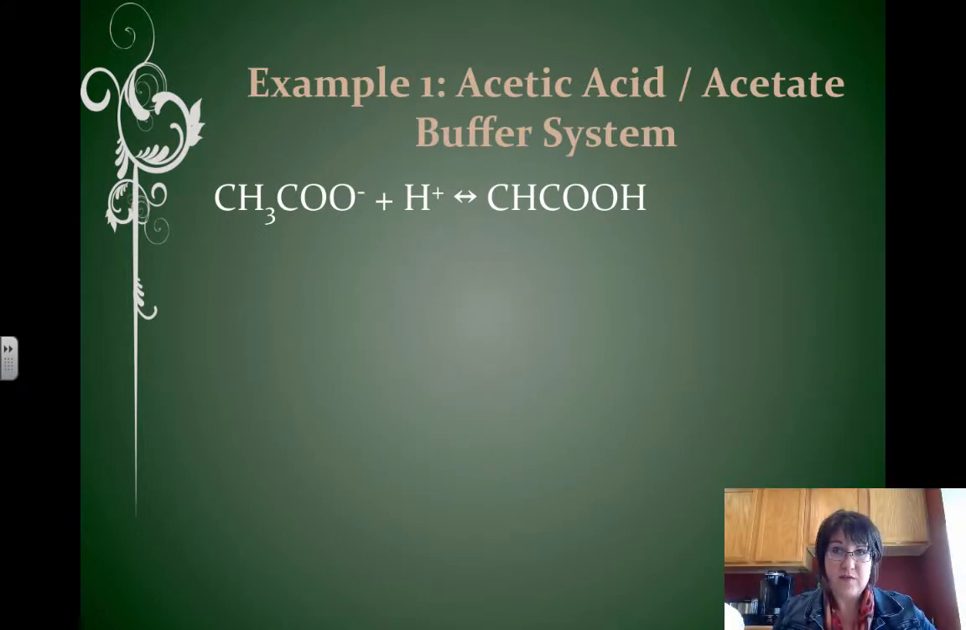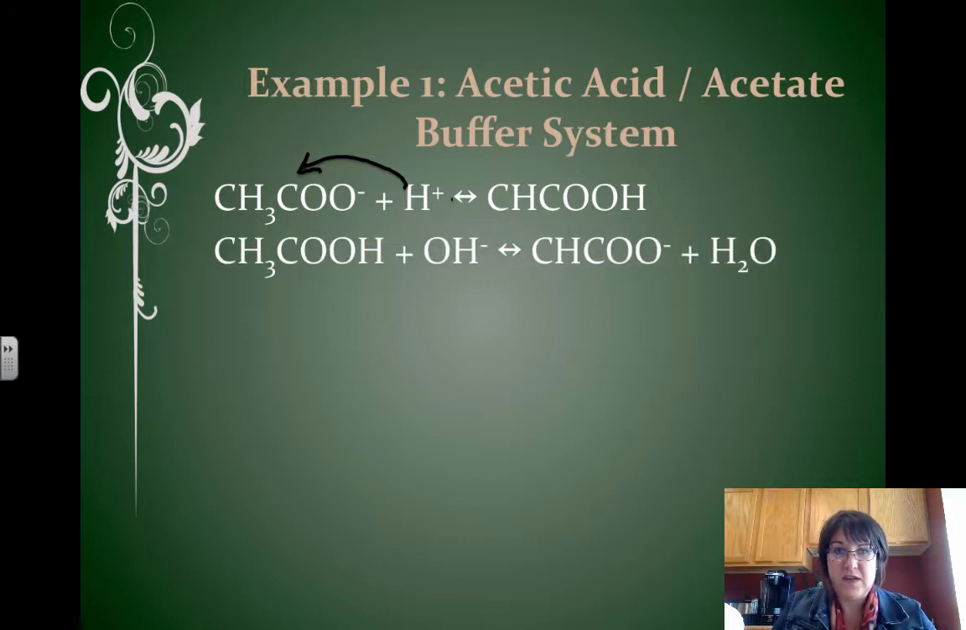Here's an example of a buffer system that's pretty common, the acetic acid and acetate buffer system. When the acetate ion is placed in water, it will acquire the hydrogen ion from the water and produce acetic acid. Then the acetic acid can react with a hydroxide ion in the water, and that creates water and the acetate ion, and that is supposed to be CH3COO.